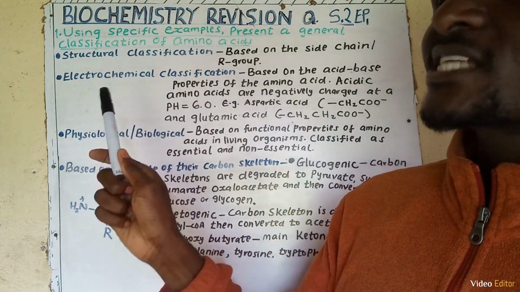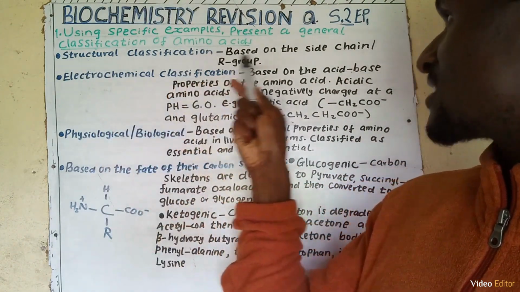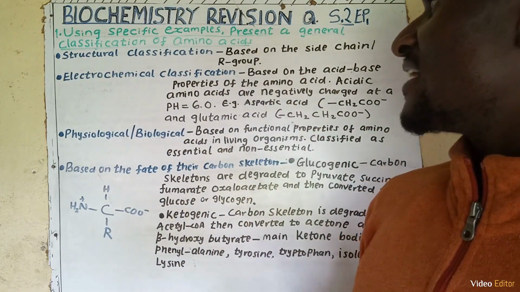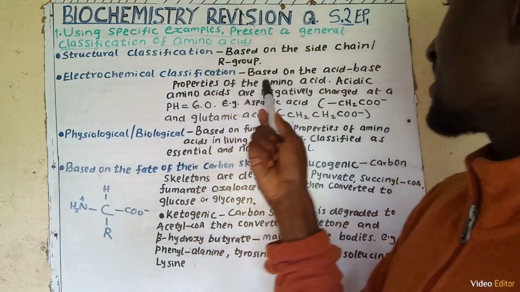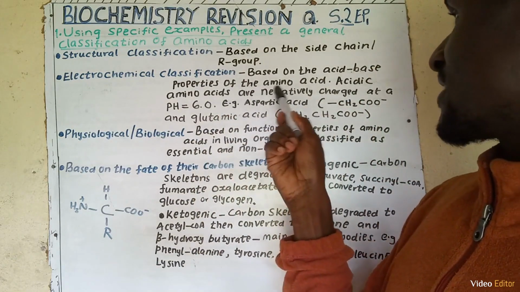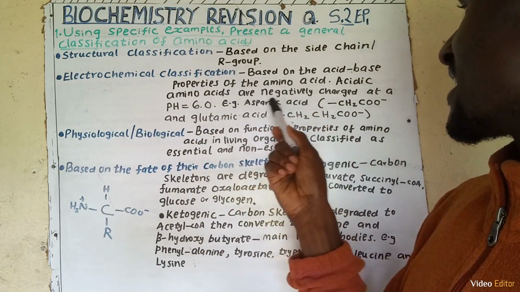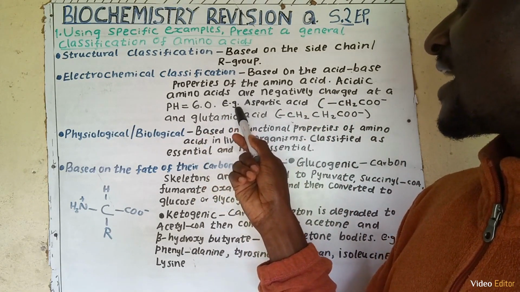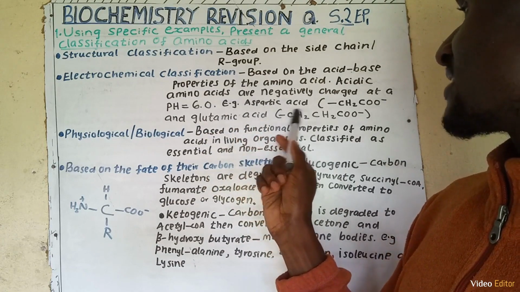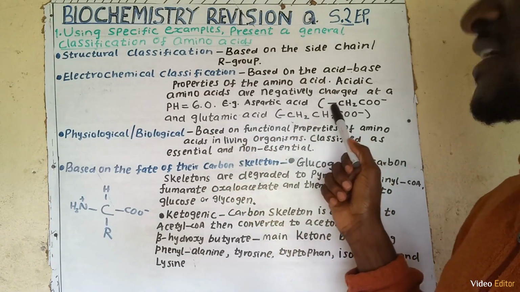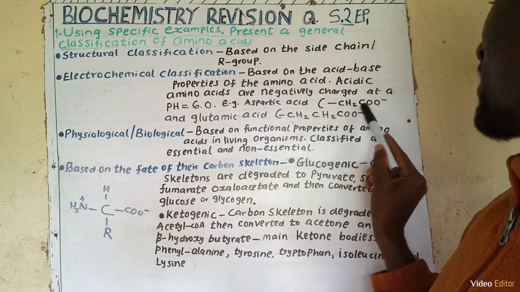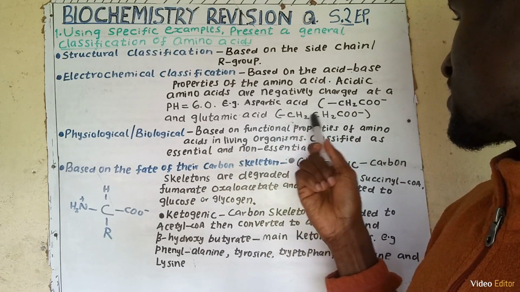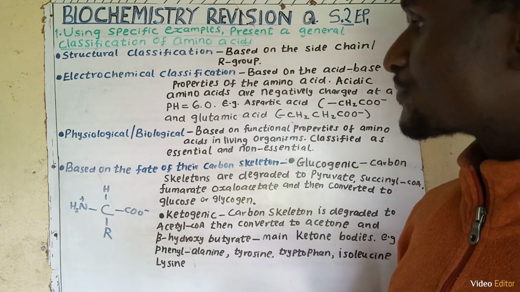So we go through our notes again. We have said structural classification is based on the side chain, that is the R group, and I have explained that. Then we have electrochemical classification. This is based on the acid-base properties of the amino acid. Acidic amino acids are negatively charged at a pH equal to 6.0. Examples of such amino acids are aspartic acid, which has a side chain having the CH2 and the carboxyl group, and glutamic acid, whose side chain has 2 CH2s and 1 carboxyl group.